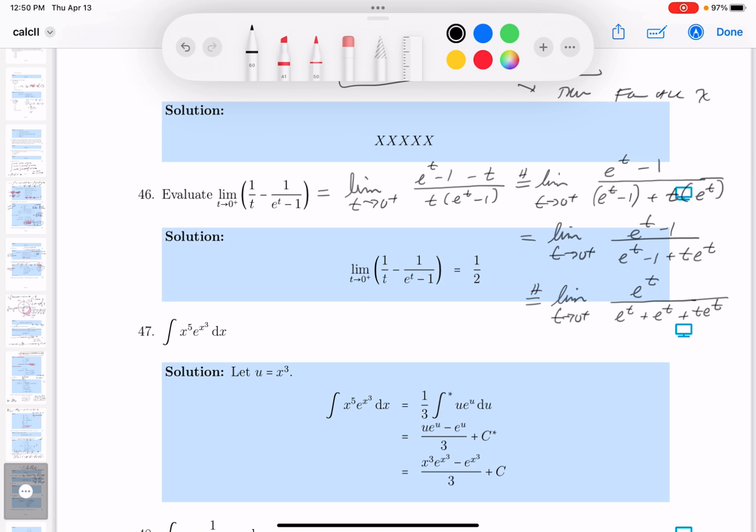And as you go towards 0 from the right, the limit of the top now is 1. And the limit of the bottom is 1 plus 1 plus none, which is 2. So I got my limit is 1/2. Thank you.